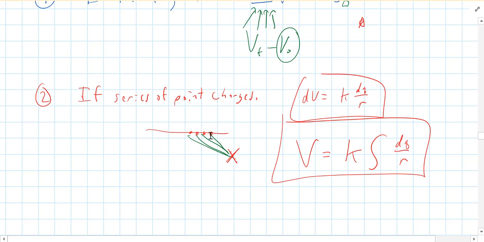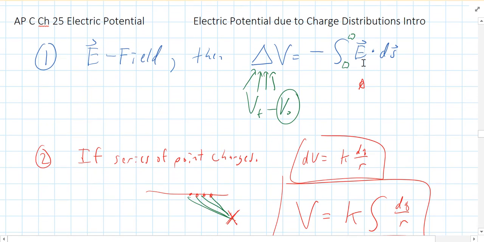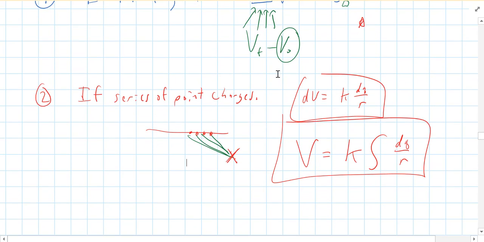All right, so that's our method two. So method one, if you know the electric field and it's relatively easy to integrate, you're going to integrate to find a voltage. On the other hand, if you either don't know the electric field or it's easier to think of your object as a bunch of points, then you're going to integrate and add up point charge potential, KQ over R. And you're just going to add them all up.